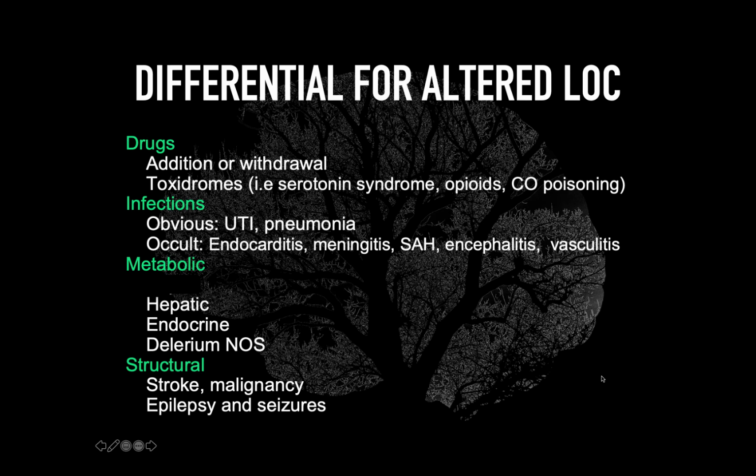Also look for toxic syndromes such as serotonin syndrome, opioids, obviously salicylates, and finally carbon monoxide poisoning, which is oftentimes very easy to miss. Infections, broken down to obvious, which is things like UTI, pneumonias, to occult, like endocarditis, meningitis, subarachnoid hemorrhage, encephalitis, and vasculitis, which can be very difficult to pick up.